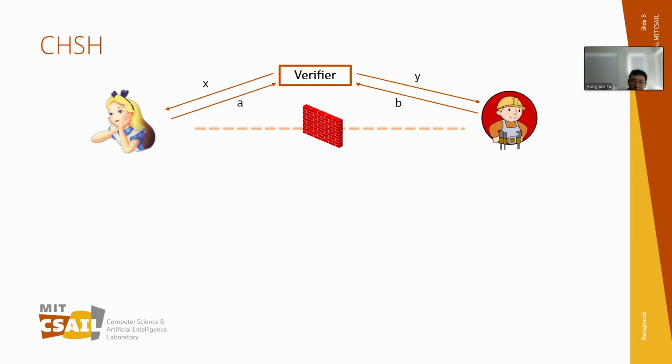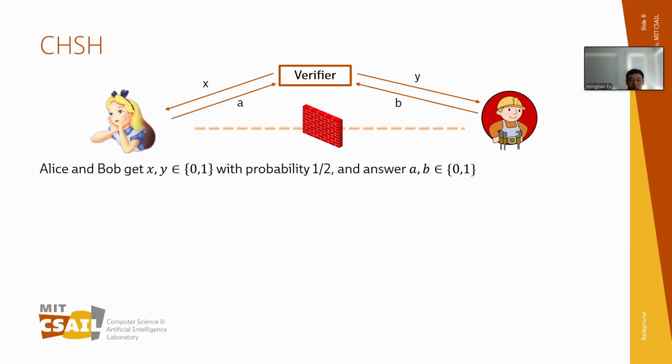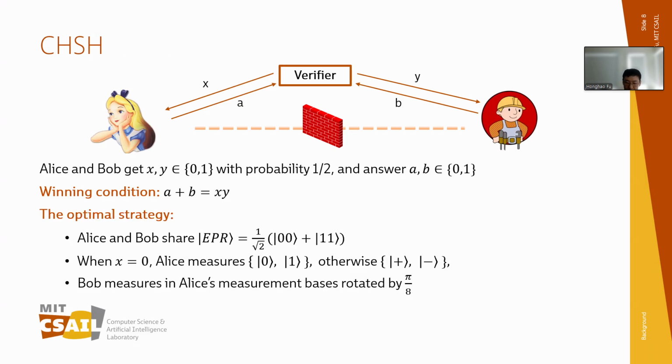In the CHSH game, Alice and Bob are going to get questions from the set {0, 1} with equal probability, and they need to send back a single bit as an answer. They win this game if the sum of their answer bits equals the product of the question bits. And with a classical strategy, they can win this game with probability at most 75%. But with a quantum strategy, they can win with about 85%. And in the optimal quantum strategy, they need to share one EPR pair. Alice's measurements are going to be the Z and X measurements, and Bob's measurements are going to be Alice's measurements rotated by an angle of pi/8.